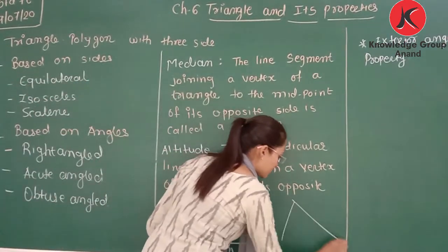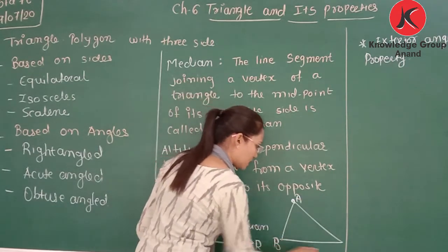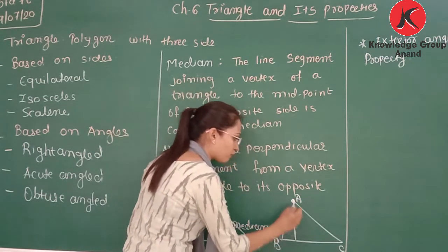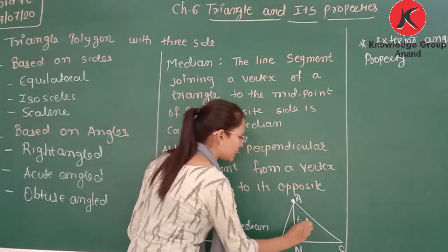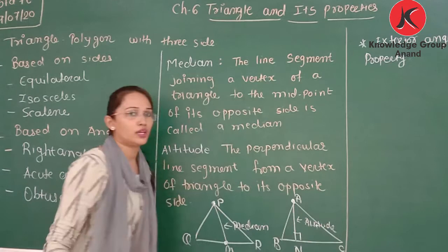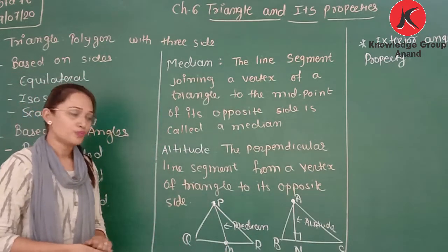Altitude means it is a perpendicular line from the vertex of a triangle to its opposite side. So if we consider this triangle, let's say named ABC, the line segment that makes a perpendicular from the vertex to the opposite side, let's say AN, is the altitude. We can draw 3 medians and 3 altitudes in a triangle. This thing we learn.